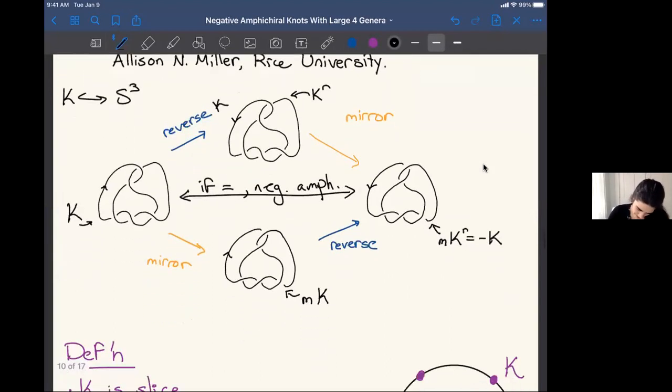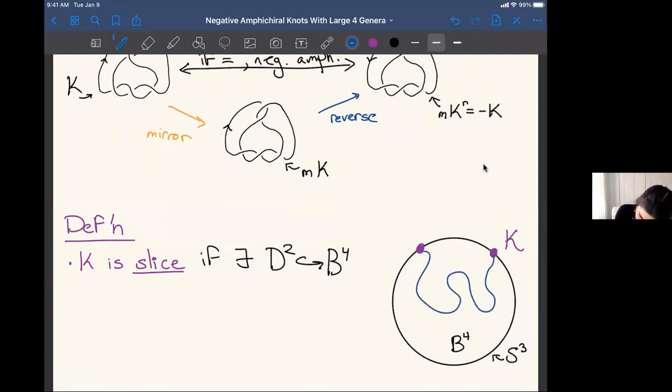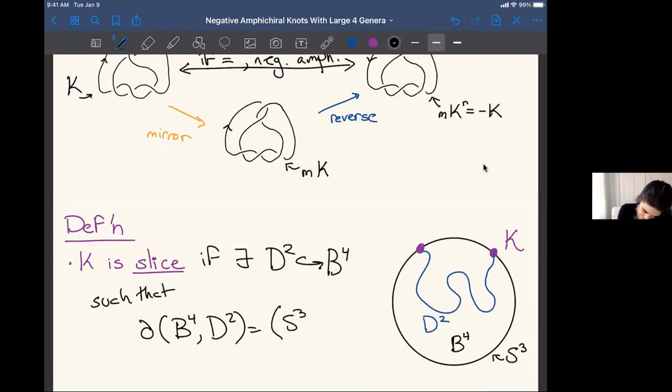So secondly, one of the big ideas of the talk is the idea of a knot being slice. So over here on the right, I've drawn a little schematic picture where we have S3 bounding the 4-ball, the knot K living in the boundary. And we say that K is slice if there exists an embedded D2 in B4, so schematically, here's our D2, such that the boundary of D2 is the knot K. So such that the boundary of the pair B4, D2 is just S3 and K.